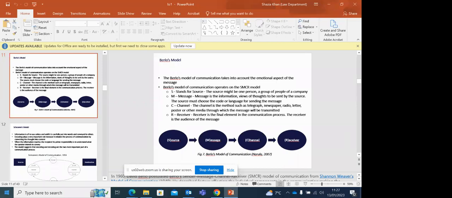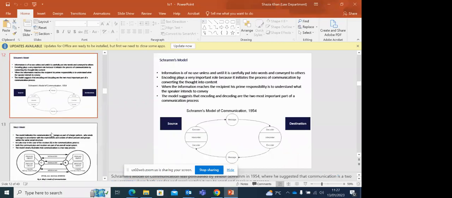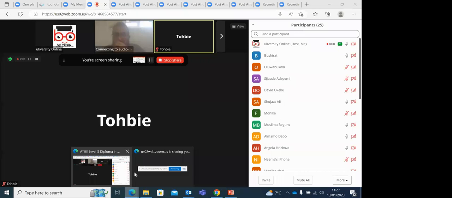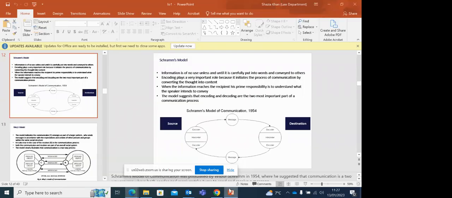So the next model is Schramm's model. And here the information is of no use unless and until it is carefully put into words and conveyed to others. Encoding plays a very important role because it initiates the process of communication by converting the thought into content.